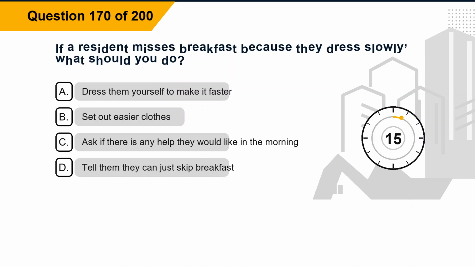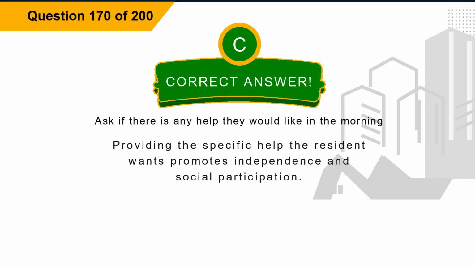Question 170. If a resident misses breakfast because they dress slowly, what should you do? Option A, dress them yourself to make it faster. Option B, set out easier clothes. Option C, ask if there is any help they would like in the morning. Option D, tell them they can just skip breakfast. The correct answer is option C. Ask if there is any help they would like in the morning. Explanation. Providing the specific help the resident wants promotes independence and social participation.